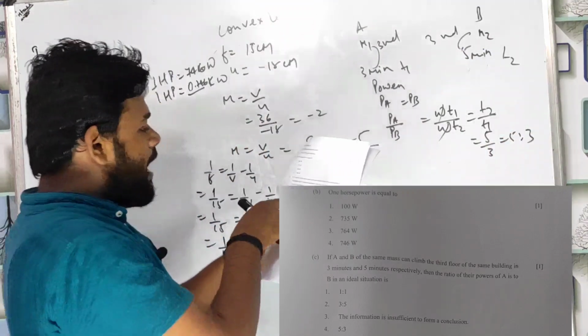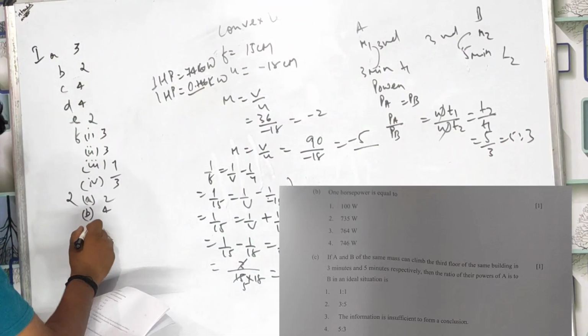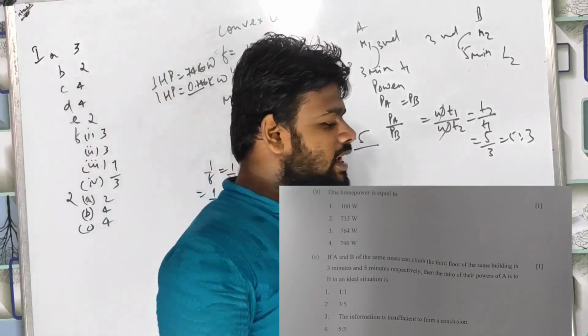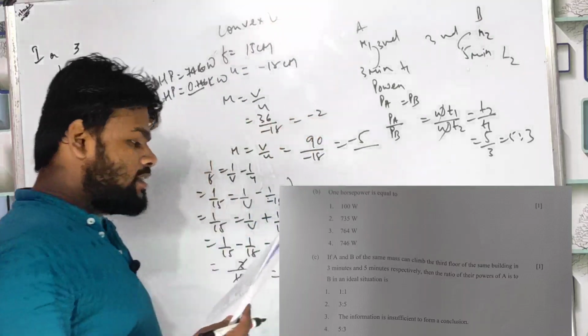5:3 is the correct option. Option C, number 4, is the correct option. All right, children. Next, number D.